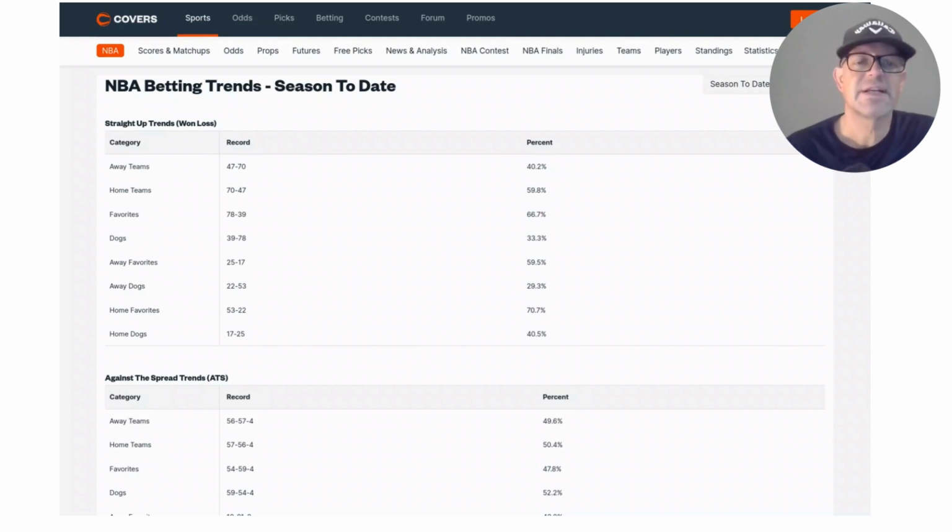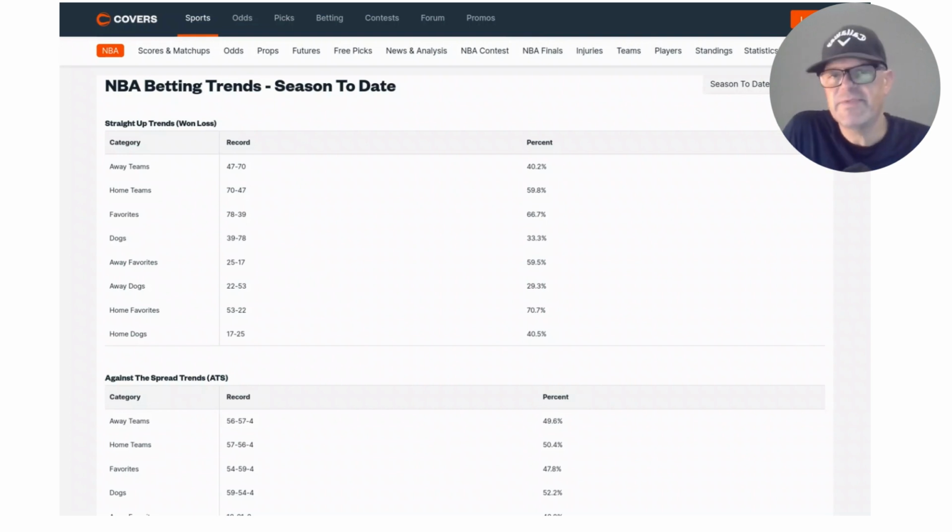So let's take a look right now at the statistical properties for NBA. You can see away teams win 40%, home teams win 59% of the time in NBA. So a huge advantage for the home team. And that's not covering, that's outright. And then you can look also at favorites winning 66% of the time. That's important to note. Dogs only win 33% of the time. And look at home favorites down there at the bottom. Home favorites year-to-date in NBA are 53-22.